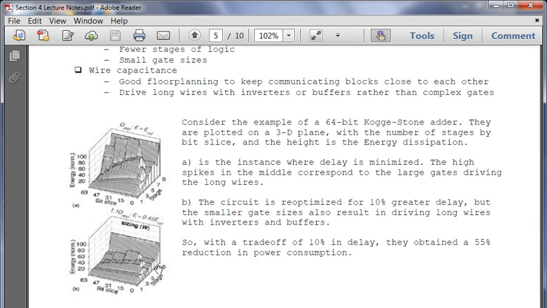Here, they've re-optimized the circuit, and we have a 10% increase in delay. But as you can see, because we reduced the amount of nodes that we need in longer wires, we're going to actually consume significantly less power. So they obtained a 55% reduction in power consumption by trading off only 10% in delay. So again, it matters to your designer. Good design requires good compromises, based on what your customer actually wants. That is a very good compromise.